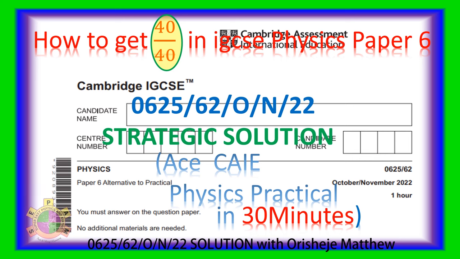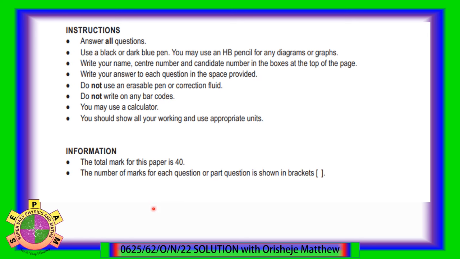Today we are looking at the review of Physics Paper 6 Alternative to Practical, Variant 2, October-November 2022. This is a strategy solution to help you do better in your physics practical. The video is less than 30 minutes. The total duration for this paper is 1 hour. You are expected to answer all questions. The total mark is 40.